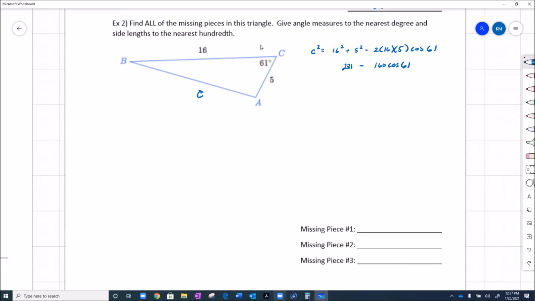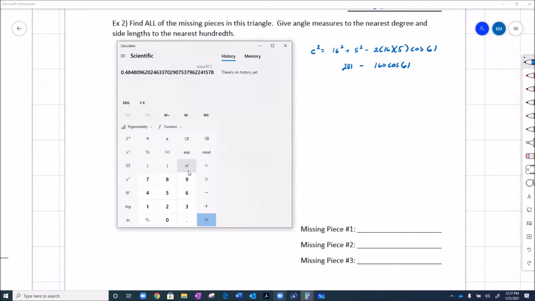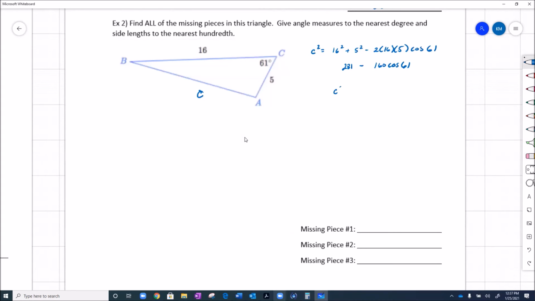Okay, and so doing that, 61 cosine times 160. I don't know if I did that. I'm pretty sure I did. Okay, so that gives me 77.569539. So 281 minus 77.569539, all that, gives me 203.43. So I find that c squared is 203.43.